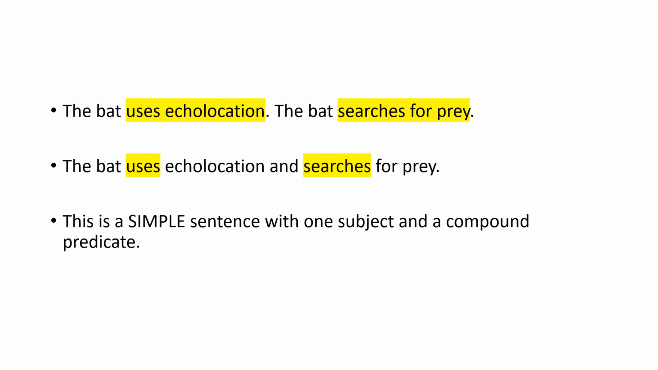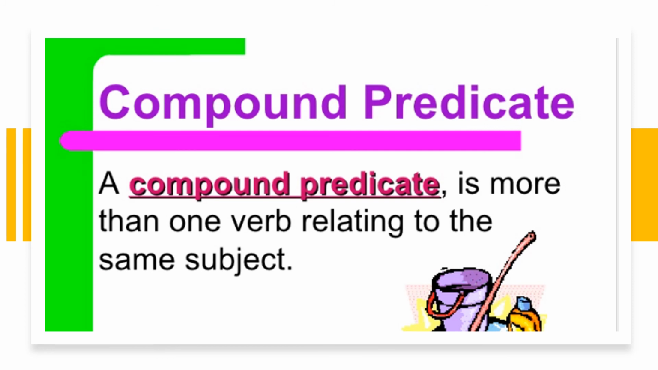Another example: The bat uses echolocation. The bat searches for prey. I can join these 2 simple sentences in one sentence, using a compound predicate. The bat uses echolocation and searches for prey. So this is a simple sentence with one subject, the bat, and a compound predicate. Uses, searches. So remember, a compound predicate is more than one verb relating to the same subject. So it's one subject that's doing 2 or more actions.